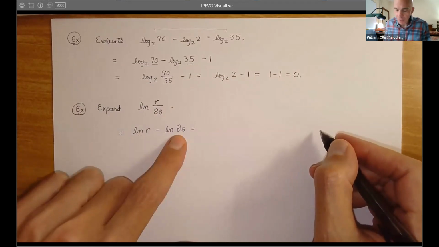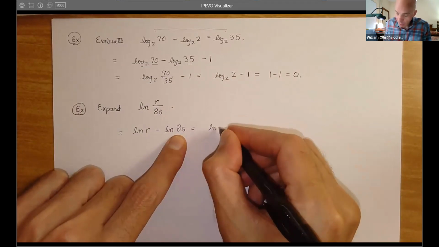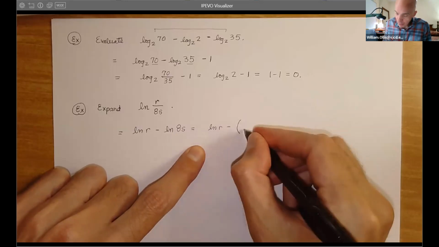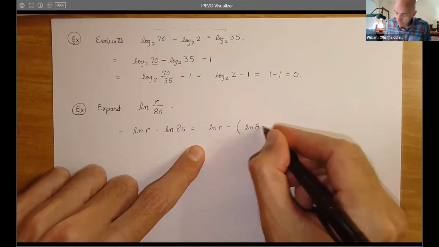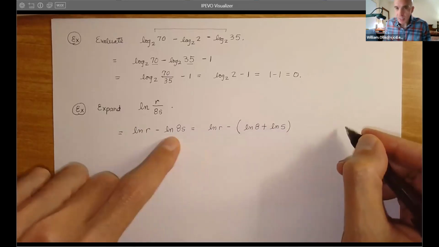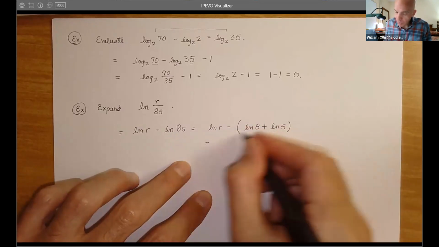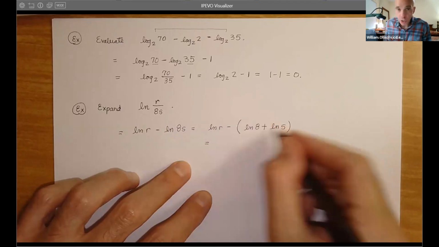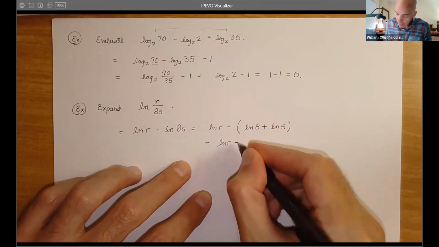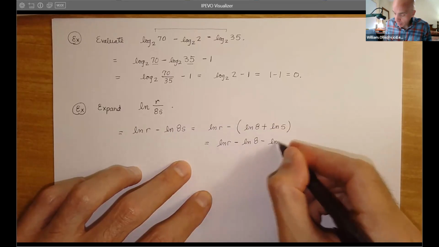We can't do anything here, but now we have the log of a product, which can be written as the sum of logs. So we have log r minus, now we'll use parentheses, natural log of 8 plus natural log of s, using the product rule. And now when we distribute, always remember that we're going to have to distribute negative signs, so use your parentheses. So this will be natural log of r minus natural log of 8 minus natural log of s.